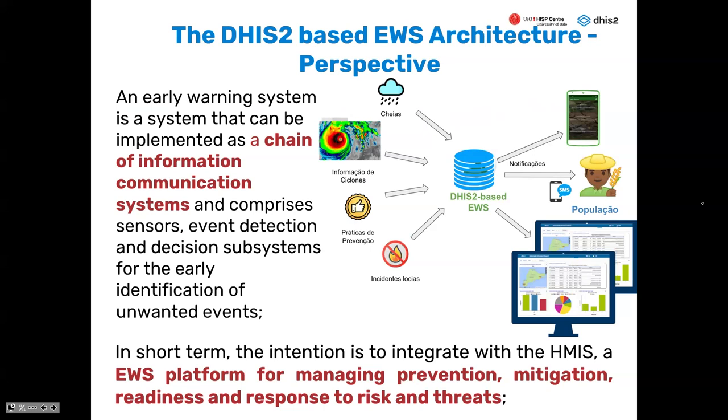DHIS2 e-Wars architecture perspective, in which a lot of data are input in this system. So data from extreme weather events, meteorological data, climate data, data of different types of incidents at local level. So it's actually a chain of information and communication systems that have a lot of data that could early detect or identify unwanted events. So this is how it works, and it can also give a lot of notifications using, for example, mobile platforms, even direct to our users at the community, apart from the beautiful dashboards that this can provide.